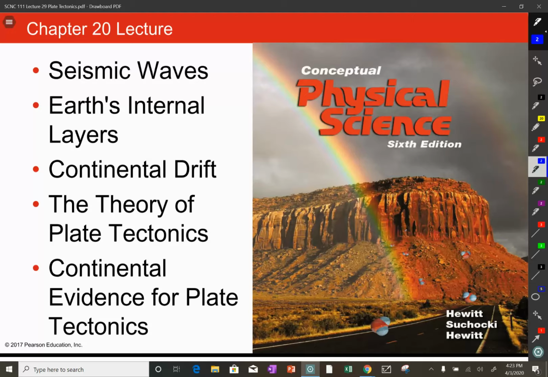Seismic waves. Seismic waves, we usually just talk about earthquakes. Seismic waves are the waves that make the earthquake. And so when rock under the Earth's surface slips, now it says here moves or breaks, what we have is what we call faults.